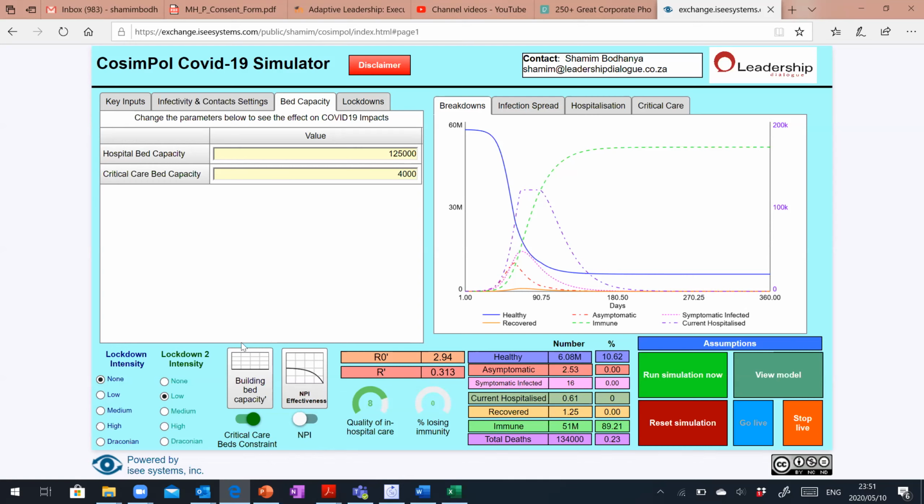And CoSimPol has capacity models both normal hospital bed capacity as well as critical care bed capacity. So that would include things like ventilators and so ICU capacity, etc. So we could do a little bit of an experiment and say, well, okay, let's suppose we didn't have any lockdowns. What would be the requirement in terms of bed capacity?